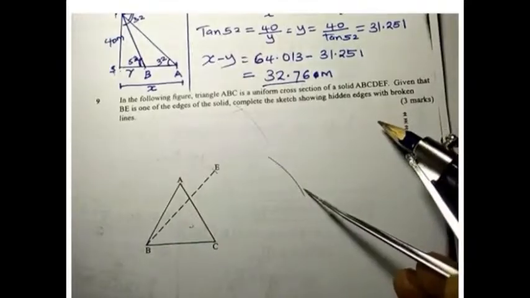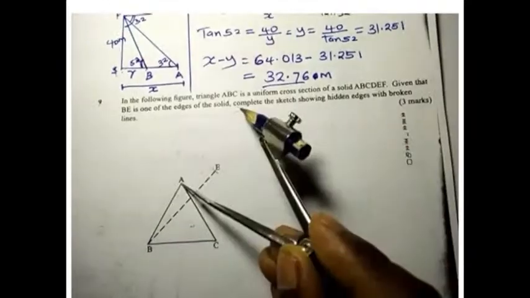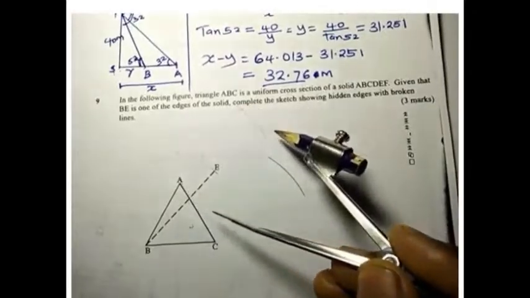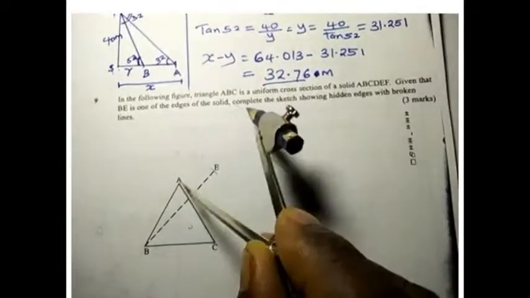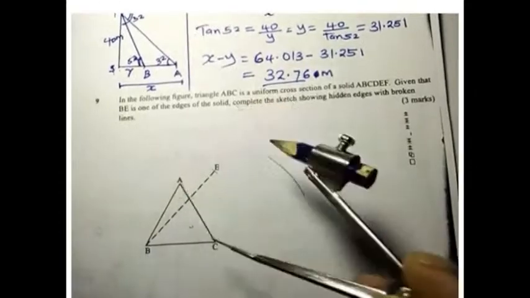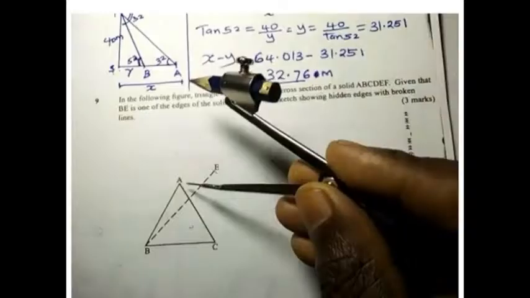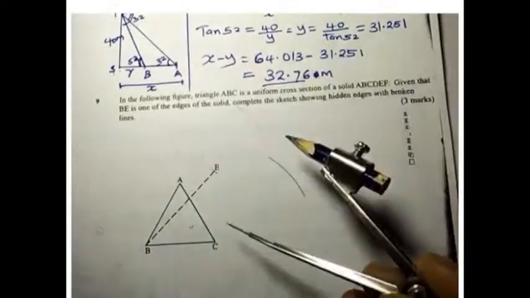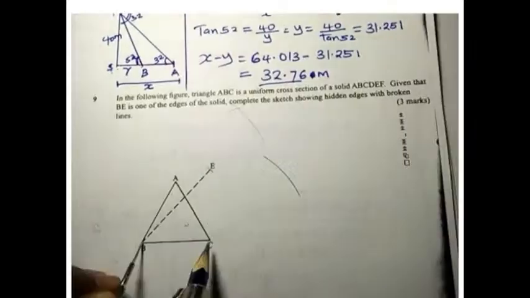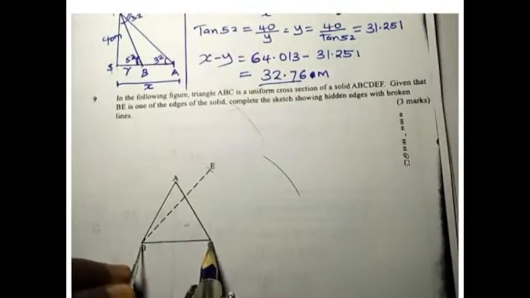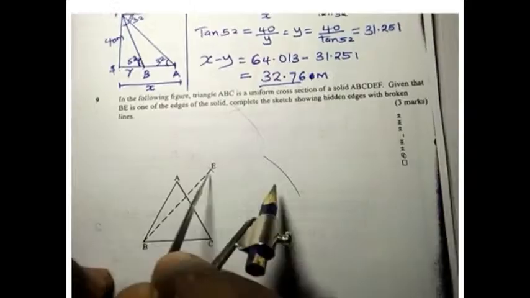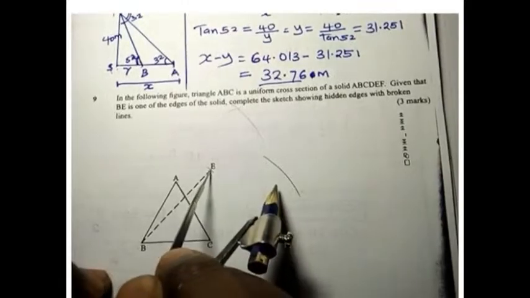The distance DC and AF must be the same, right? So we have this and this one. Another thing we know is that from here up to here, and from here up to here, will be the same, right? So we know the distance PC will be the same as the distance ED.